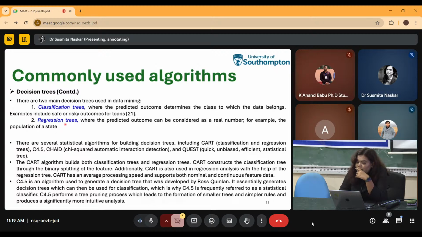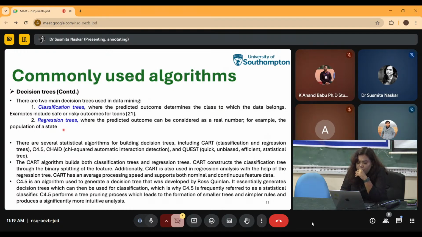Whereas the second type is the regression tree. This kind of model we generally use when the predicted outcome is a real number rather than a class. A typical example would be estimating the population of a state, or predicting a continuous variable like house prices. And there are several well-known statistical algorithms for building these decision trees. Among them, some very famous ones are CART, C4.5, CHAID and QUEST.